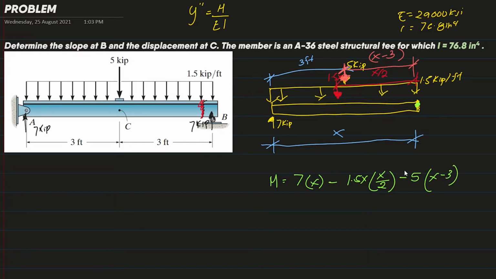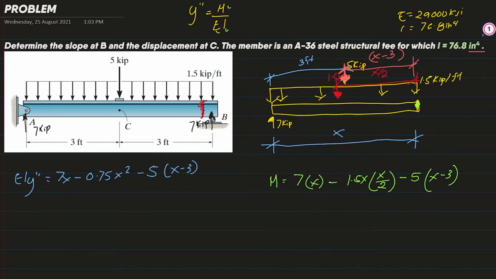So, basically, this is our moment equation: 7x minus 1.5x squared over 2 minus 5 times (x minus 3). Okay, so check the E, check the I, check the M. We can now proceed to the double integration method proper. Let me just rewrite this equation: EIy'', which I just moved to the other side.